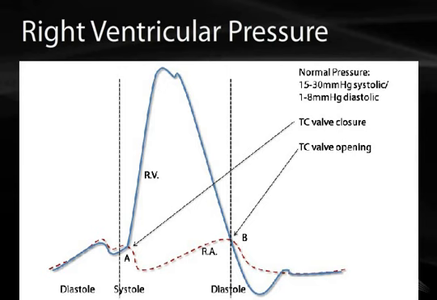A normal right ventricular pressure is 15 to 30 millimeters of mercury systolic over 1 to 8 millimeters of mercury diastolic. A normal right atrial pressure is normally 2 to 5 millimeters of mercury.